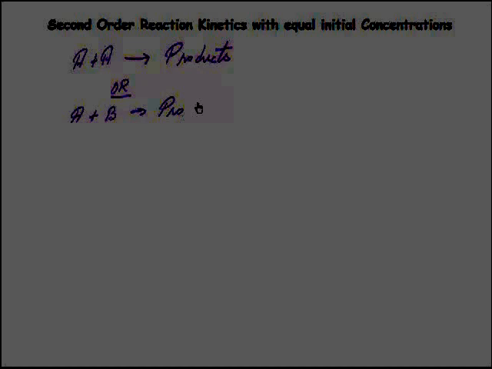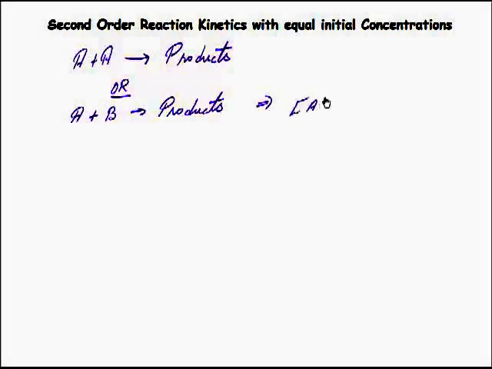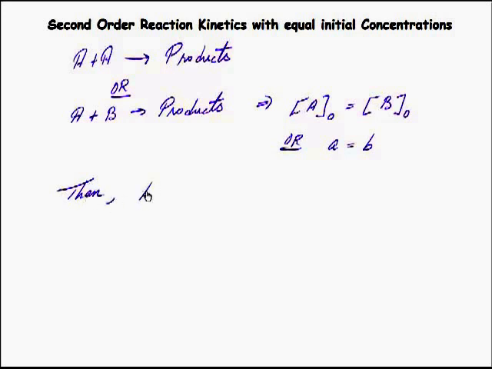So suppose there's a reaction where two molecules of A react to form products, or A reacts with B to form products, such that the initial concentration of A is equal to the initial concentration of B, or we can write small a equal to small b. Then the rate law expression for the reaction can be written as rate is equal to k into concentration of A into concentration of B, which is effectively concentration of A square.